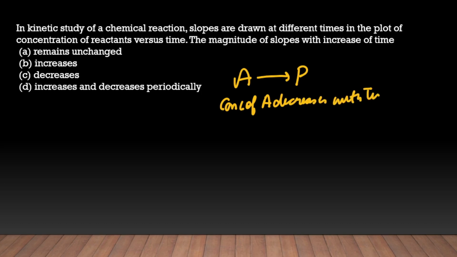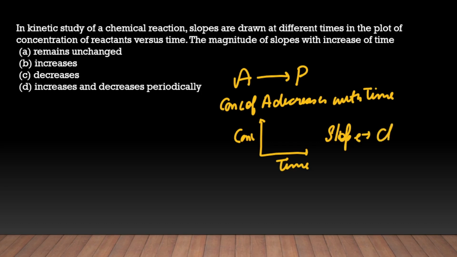If you make a concentration versus time plot, we measure the slopes of it. What does the slope represent? Slope represents the change that is taking place. As the concentration of the reactant is decreasing with time, the magnitude of the slope is also decreasing, which means that if a plot is drawn for the concentration versus the time for the reactants, the magnitude of the slope with the increase of time is going to decrease. That is option C.